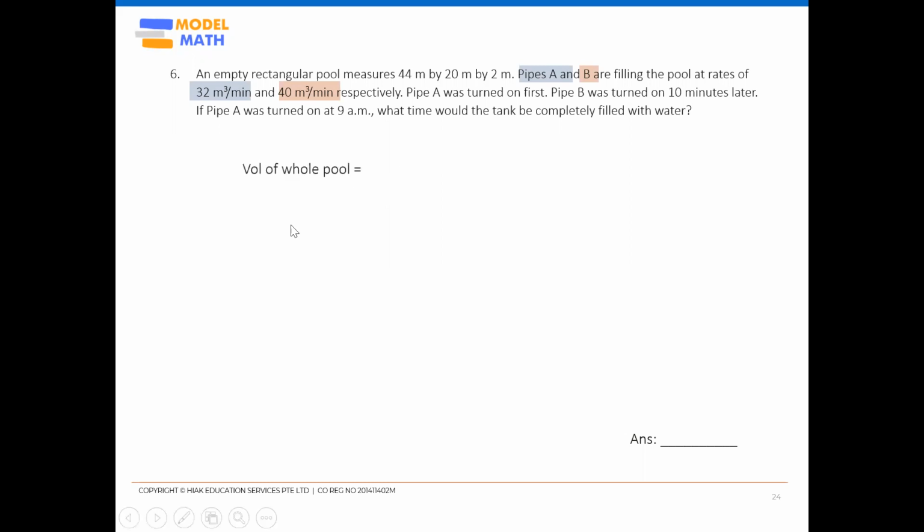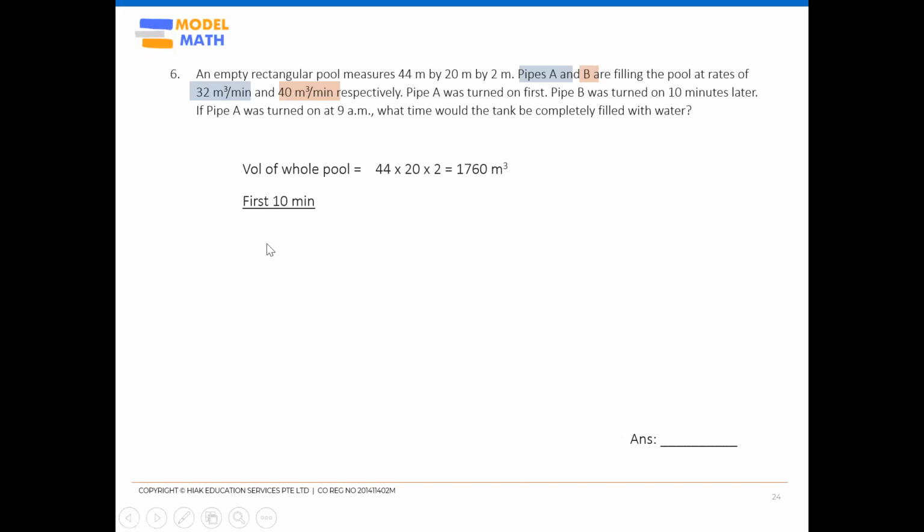Before I do that, I would like to find out the volume of the whole pool first, because eventually I need the whole tank to be completely filled. So this information will be useful. So volume of whole pool to be filled, simply your length times breadth times height. And this is how I'm going to organize my workings. My first set of workings I'm going to deal with during the first 10 minutes.